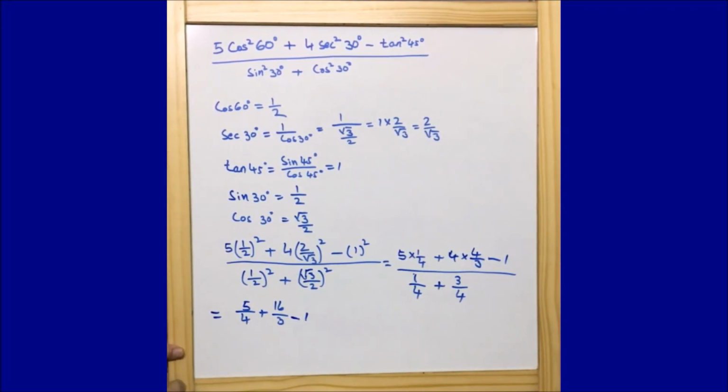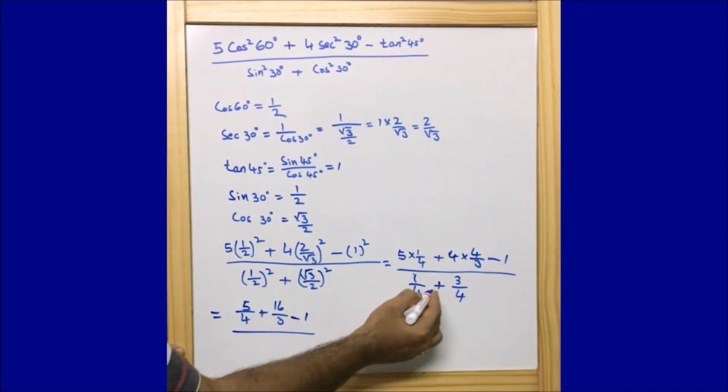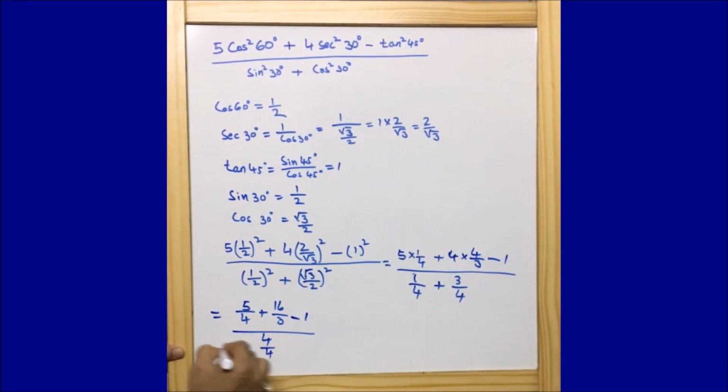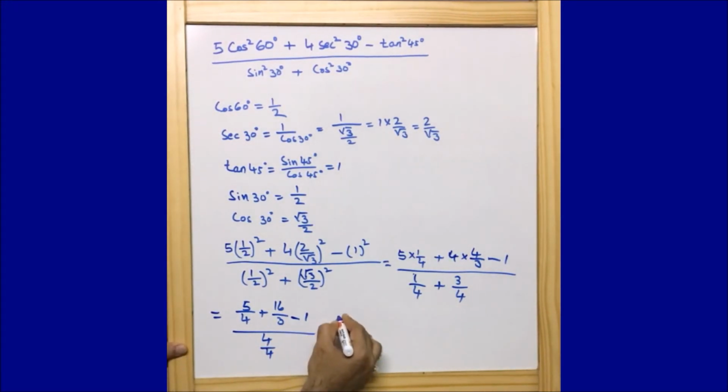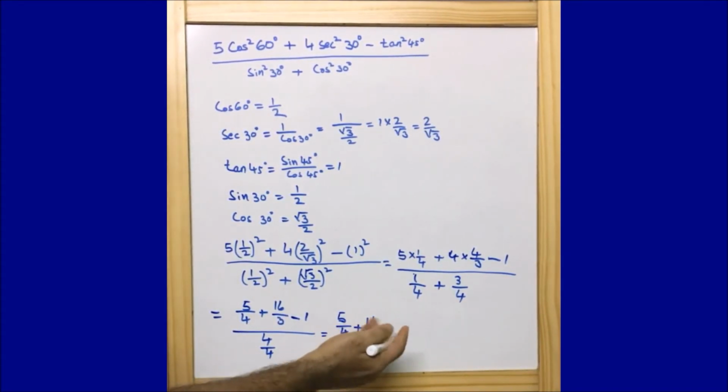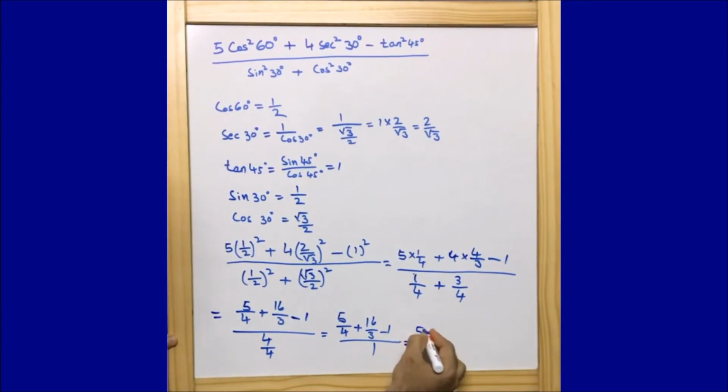Now 1 by 4 plus 3 by 4 is nothing but 4 by 4, which is 1. So this is what I can write: 5 by 4 plus 16 by 3 minus 1 by 1. That means we are ultimately left with 5 by 4 plus 16 by 3 minus 1 to solve.